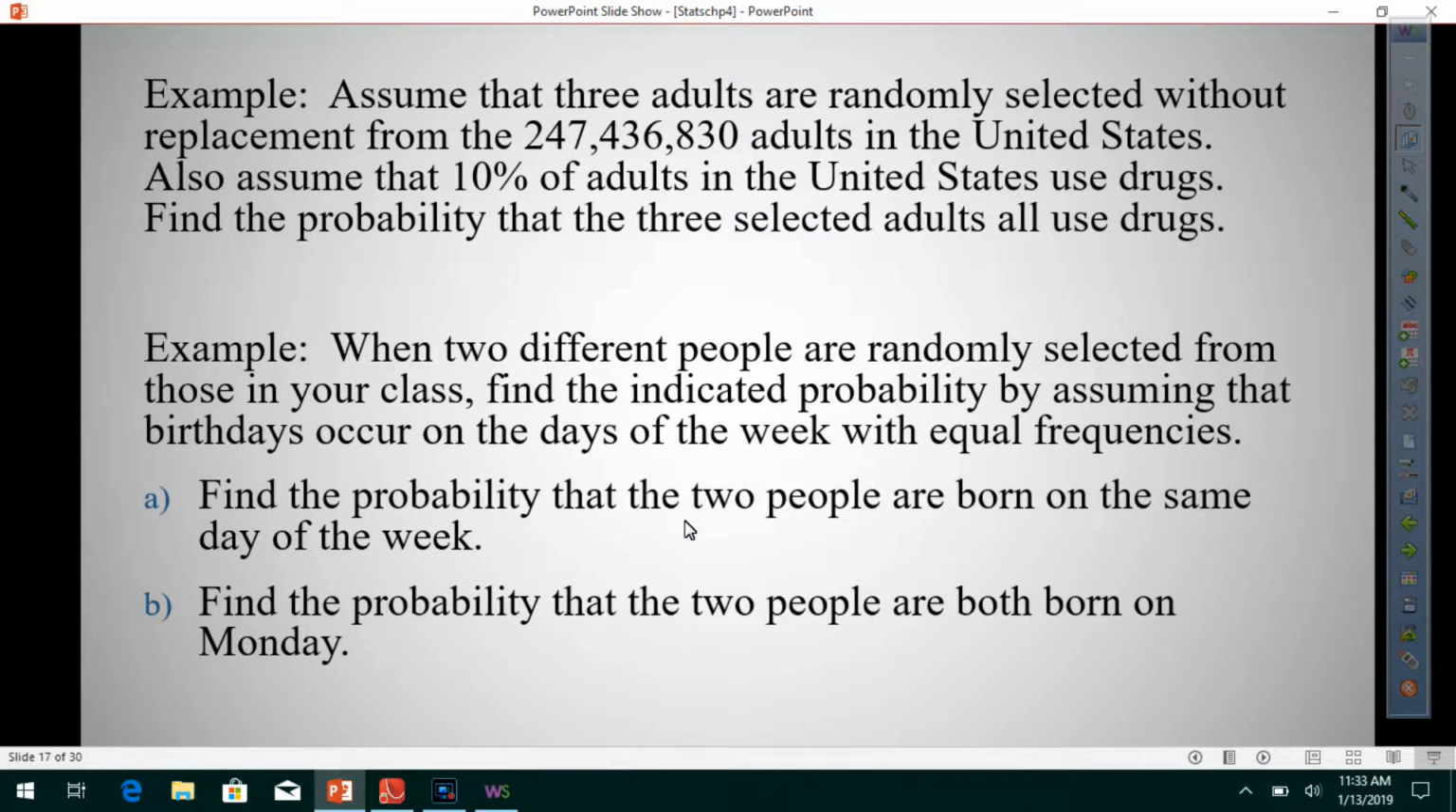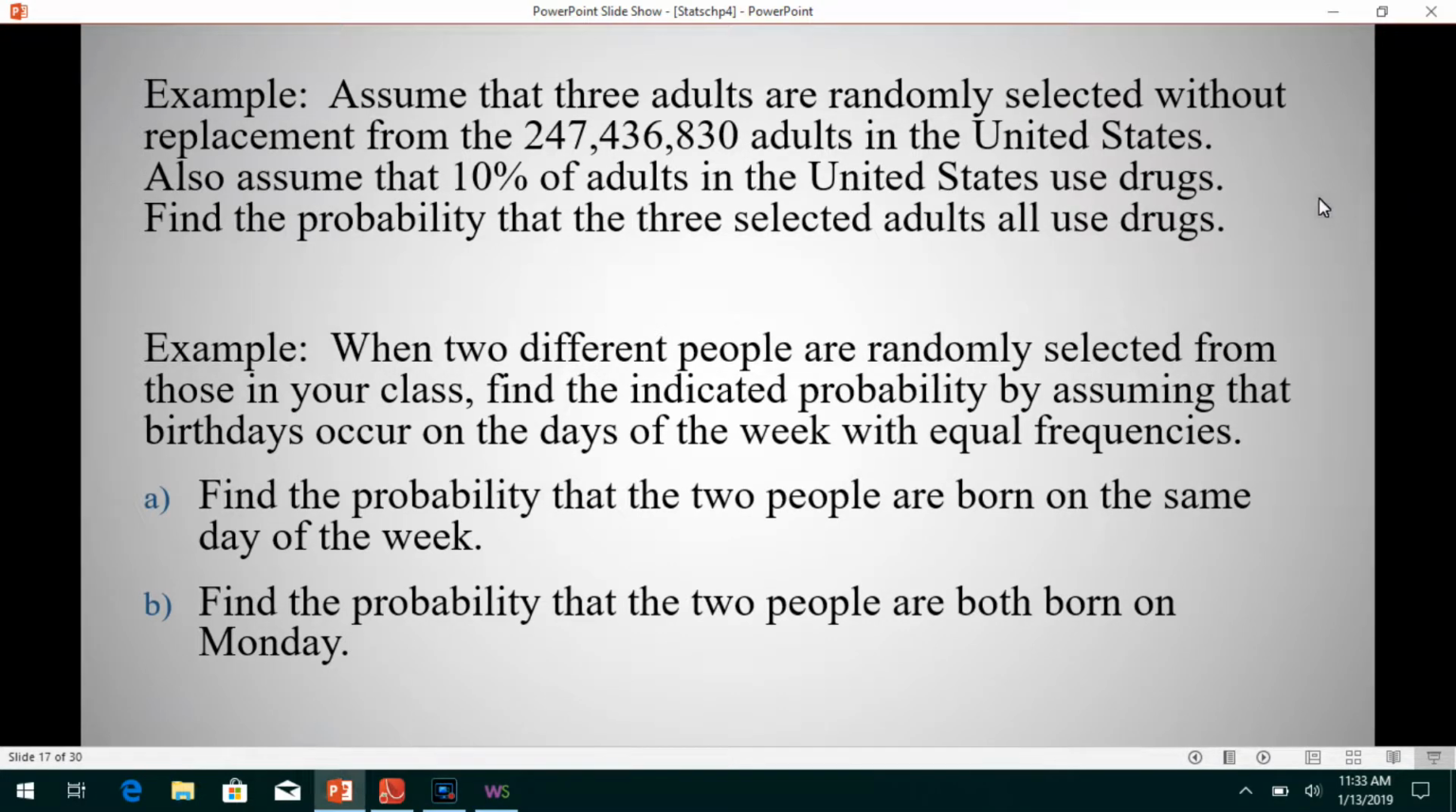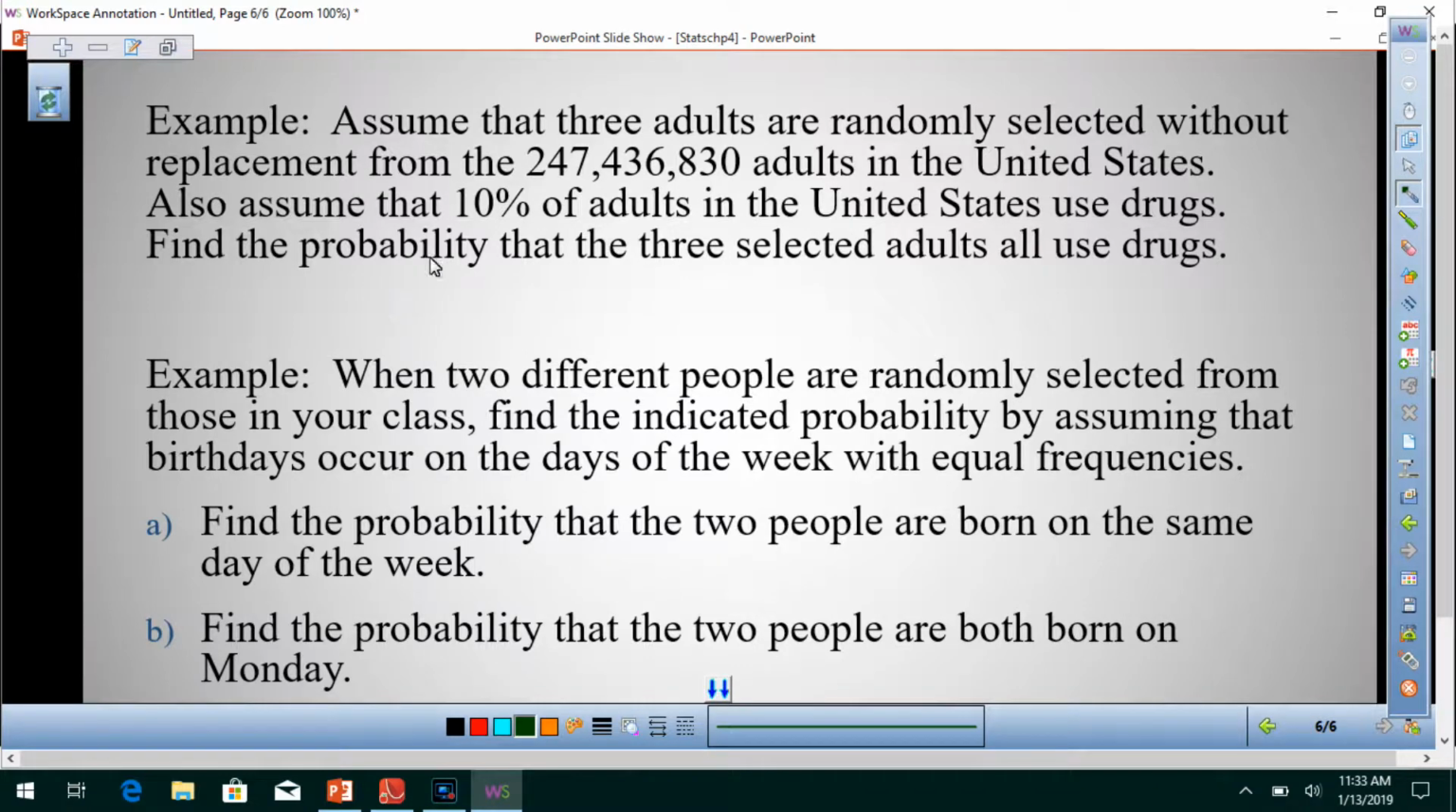All right. Assume that 3 adults are randomly selected without replacement from 247,436,830 adults in the United States. Assume that 10% of the adults in the United States use drugs. Find the probability that the 3 selected adults all use drugs. All right, so let's do it. Now, in theory, you're not going to put that individual back in, but we're going to treat it as independent.